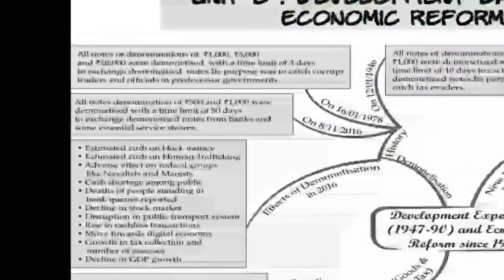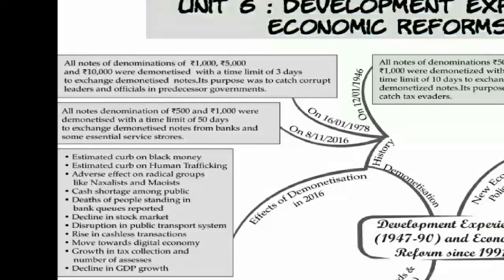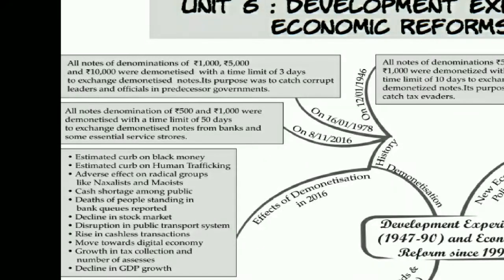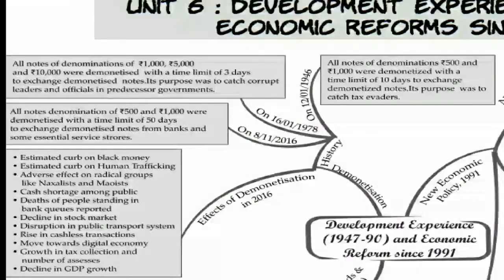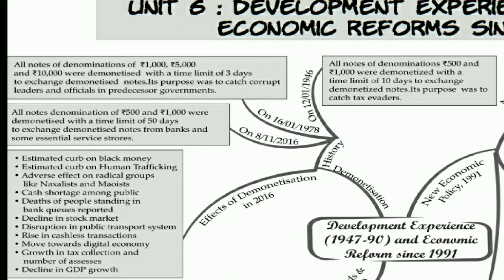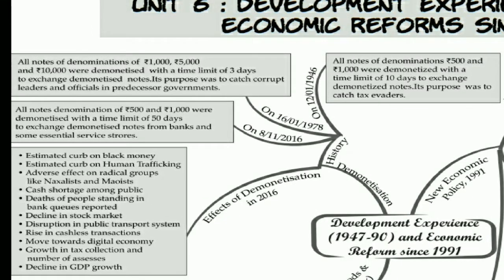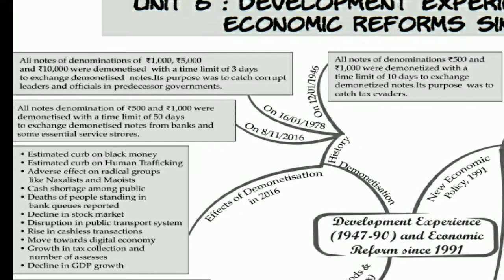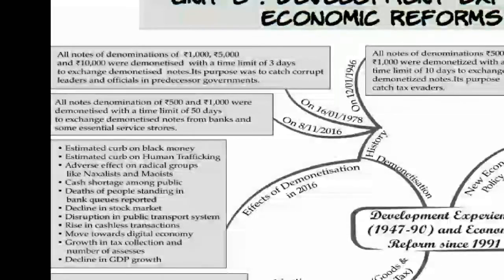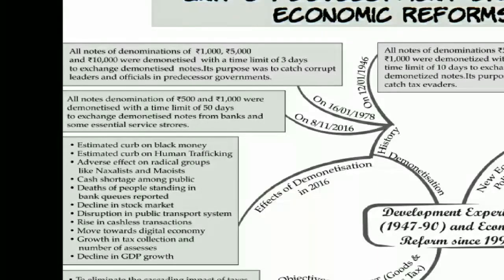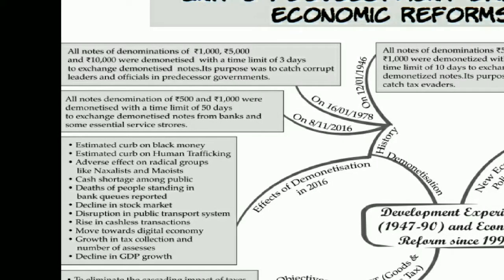Then you will have to write down when it was implemented. First of all, it was done on 12 January 1946. At that time, all notes of 500 and 1000 were demonetized with a time limit of 10 days to exchange the demonetized notes. It was just to check tax evaders. And second, it was done on 16 January 1978. At that time, the 1000, 5000 and 10,000 notes that were available were demonetized with a time limit of 3 days.